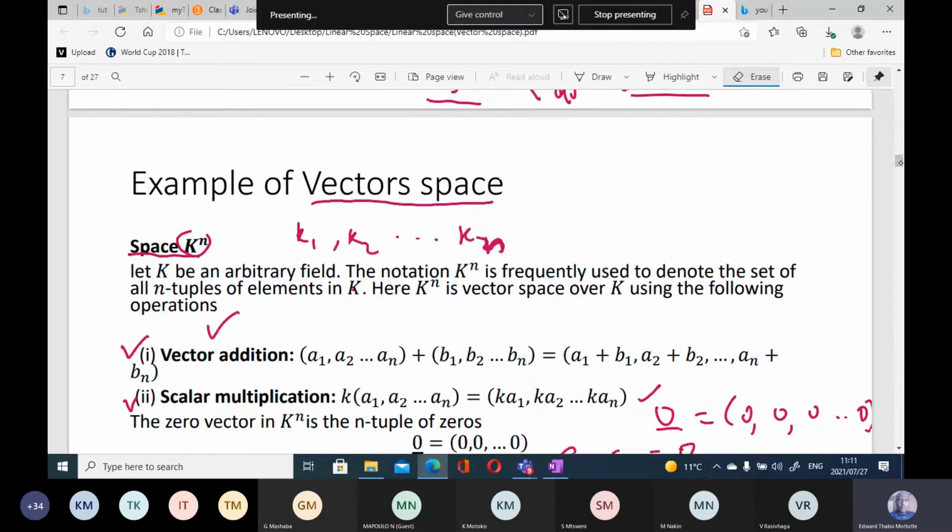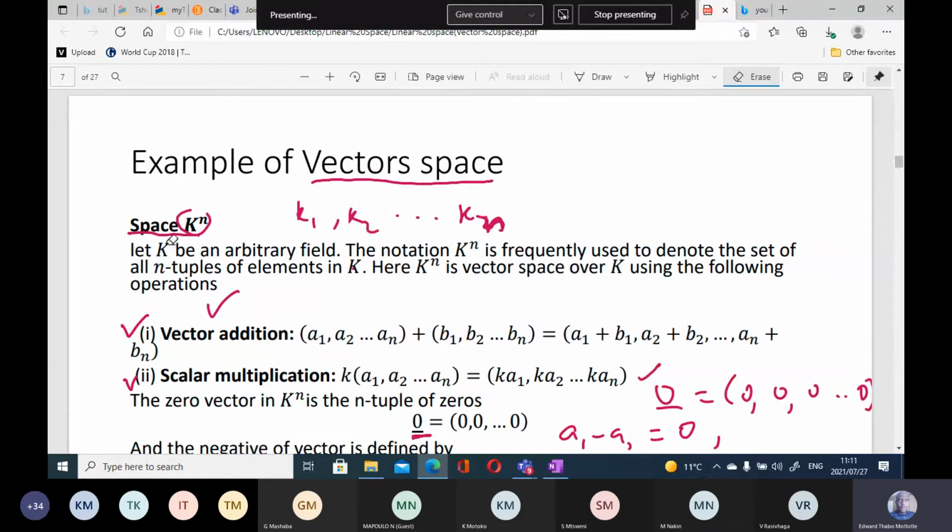These are examples of vector space. So we can have a space of k to the power n. Let k be an arbitrary field. So k is just a field. Arbitrary field, the notation k to the power n is frequently used to denote a set of n tuples of elements in k. Here, k to the power n is a vector space over k using the following operations.